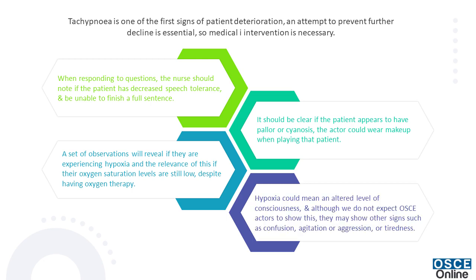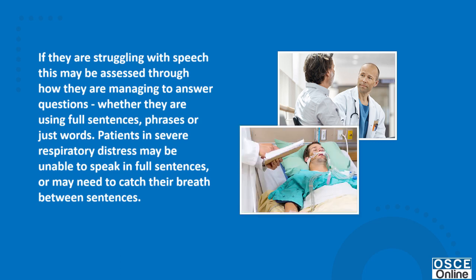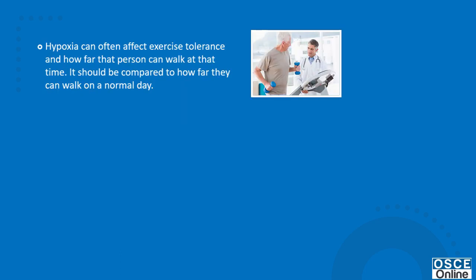Hypoxia could mean an altered level of consciousness, and although we do not expect OSCE actors to show this, they may show other signs such as confusion, agitation, aggression, or tiredness. If they are struggling with speech, this may be assessed through how they are managing to answer questions, whether they are using full sentences, phrases, or just words. Patients in severe respiratory distress may be unable to speak in full sentences or may need to catch their breath between sentences. Hypoxia can often affect exercise tolerance and how far that person can walk at that time.